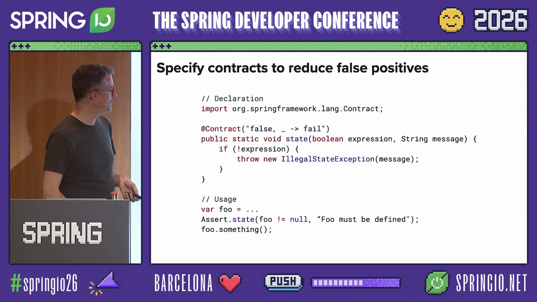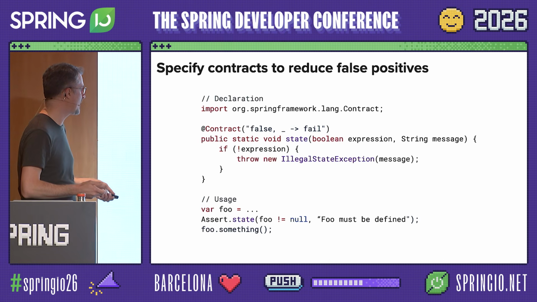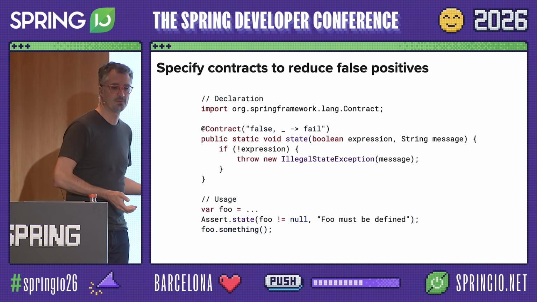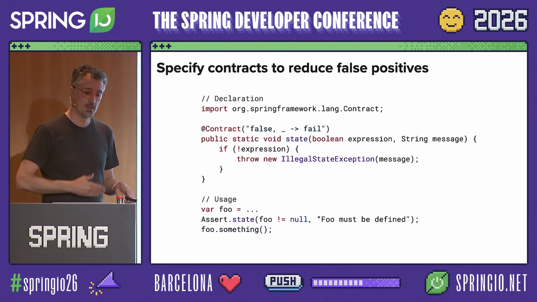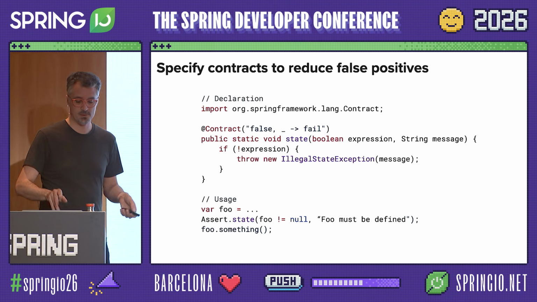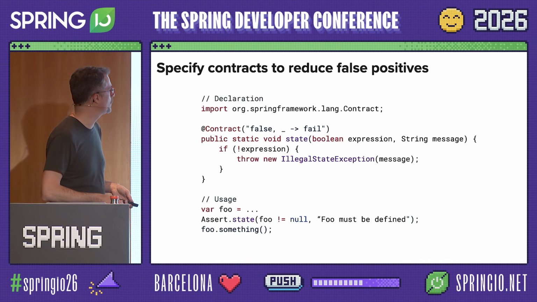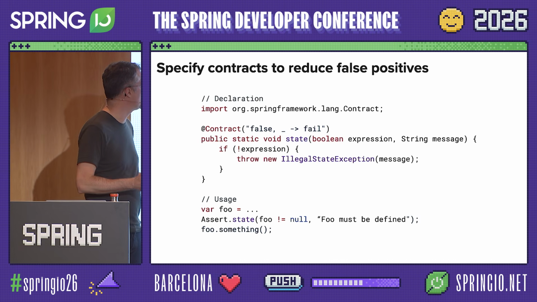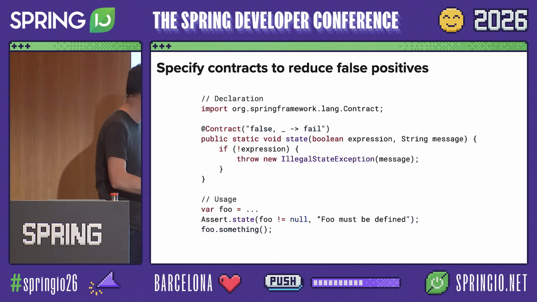And this is useful for static analysis of the code, because on the usage side, after calling Assert.state(foo != null), I can be sure that foo will not be null, because if it were, an exception would be thrown and the foo.something line would never be reached. Without this @Contract annotation, I would have some false positives from NullAway saying, oh, foo can be null, it's dangerous. But with this additional contract information, NullAway, the analysis of the code, will be able to say, OK, I know that when I'm reaching foo.something, foo is not null.